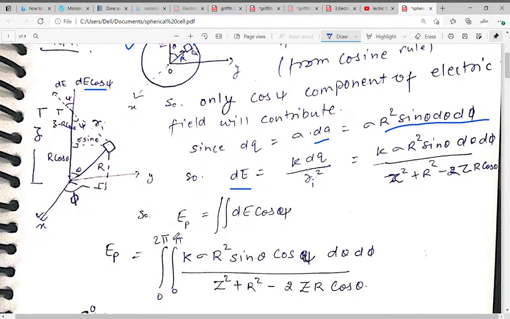Now EP is the net electric field at the point P.